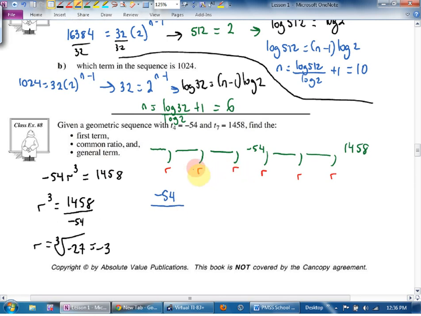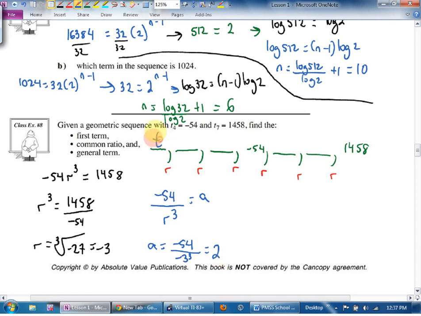Oh, and do I know what R is? That's why I said I always find R first. I think A is going to be negative 54 divided by negative 3. Oh, no, negative 3 cubed. What's A? 2 or negative 2? 2. And you know what I tend to do, just because I feel so proud, I tend to say, not a T, Mr. Dueck, a 2. I know the first term.